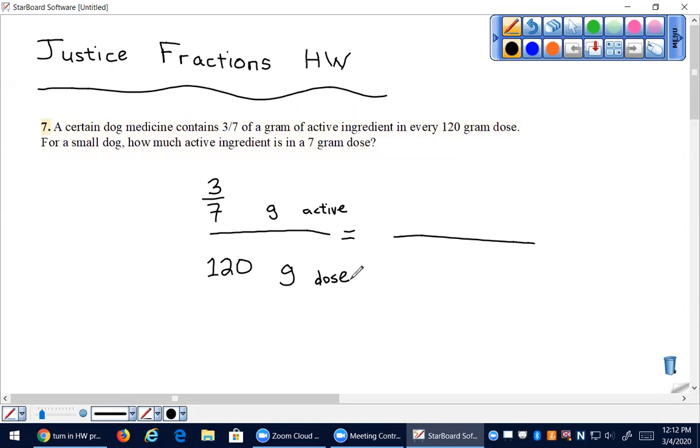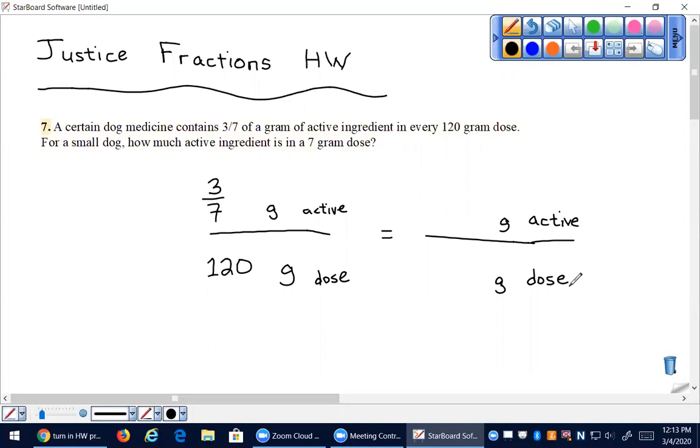And then I know, without having to read more, that the other side has to match. This has to be active grams on the top and dose grams on the bottom. Because in proportions, you always have to have your words match. If the same thing is on the top, then the same thing on the bottom. Everyone okay with my setup so far?